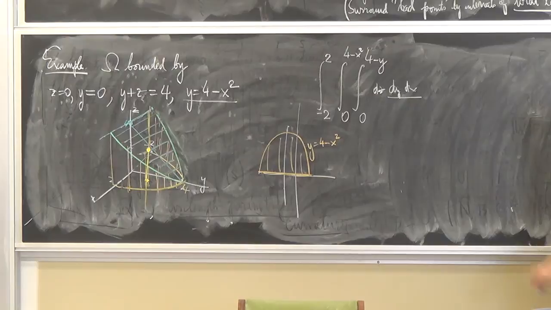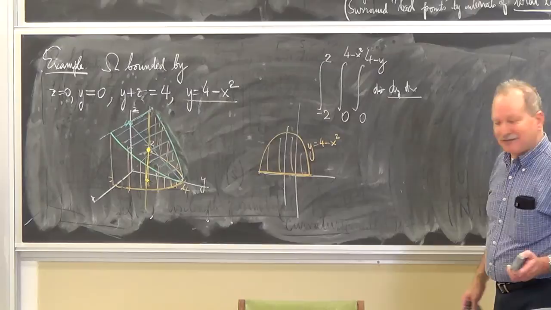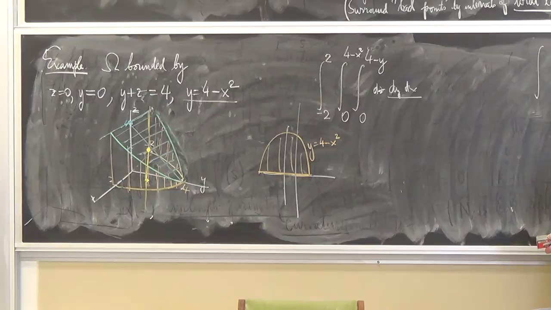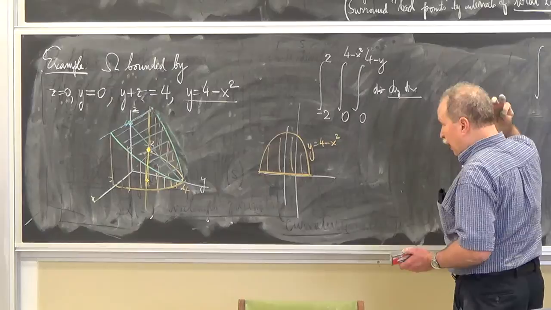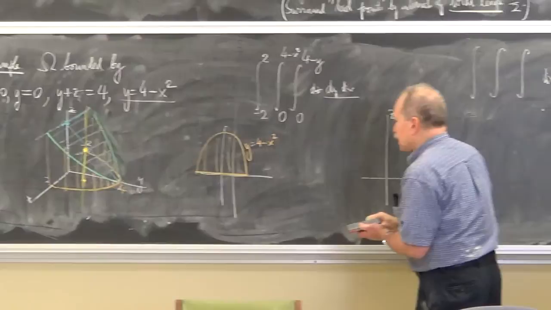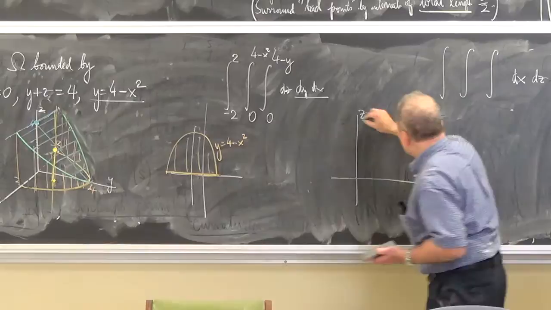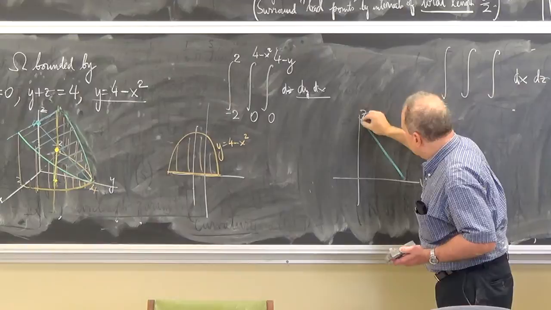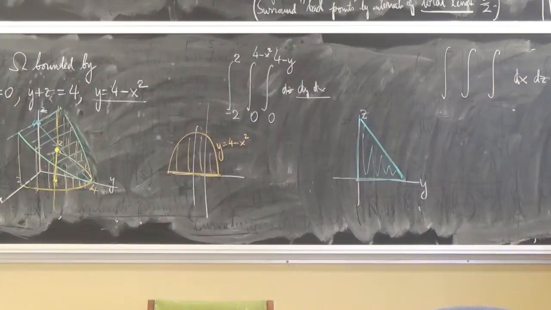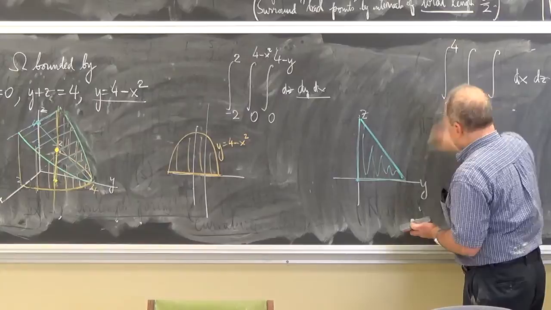Y-Z. Triangle in YZ? Yeah. Okay, let's do that. So if I project this in the YZ plane, as Yang and other people have said, I get the line y plus z equals 4. I still have y equals 0, and I still have z equals 0, so I get this triangle. So start on the outside. Y goes from, and for fixed y, what does z do?